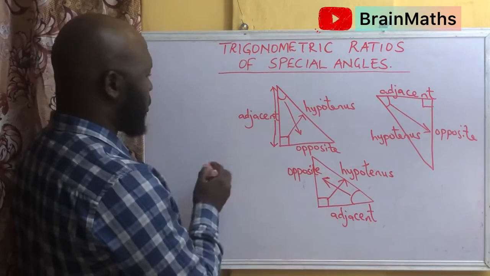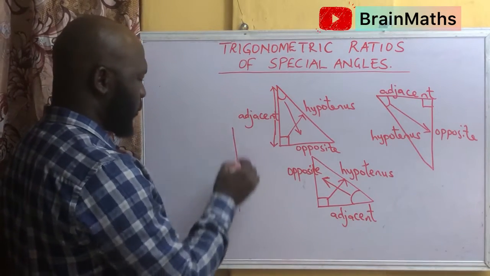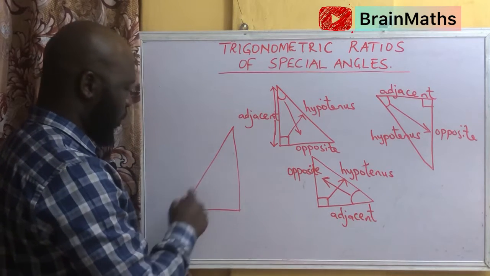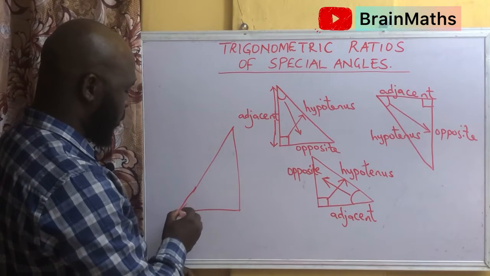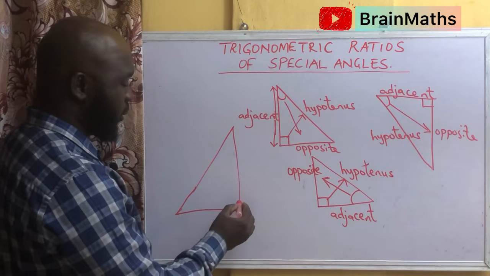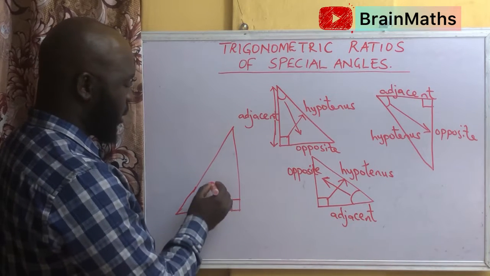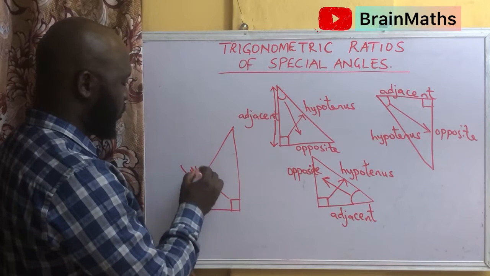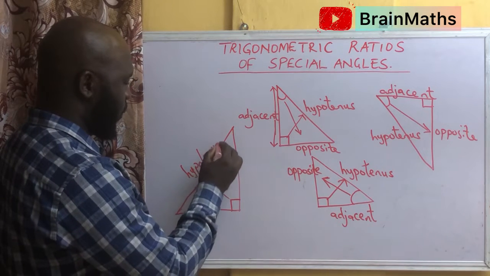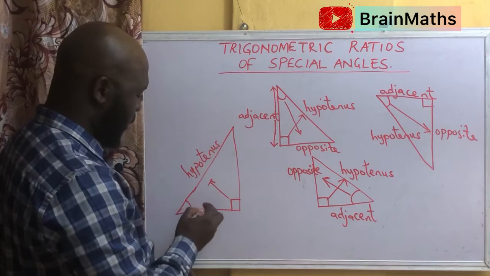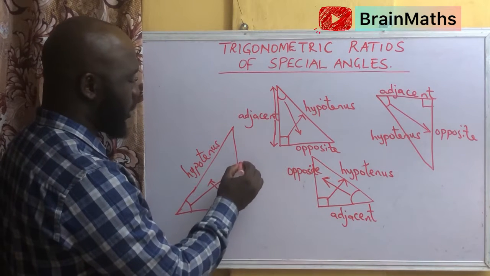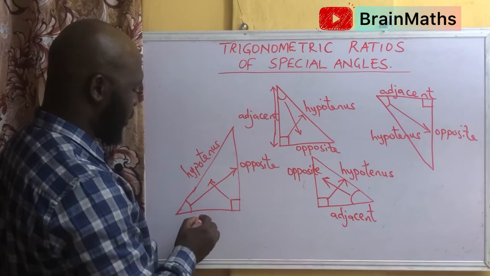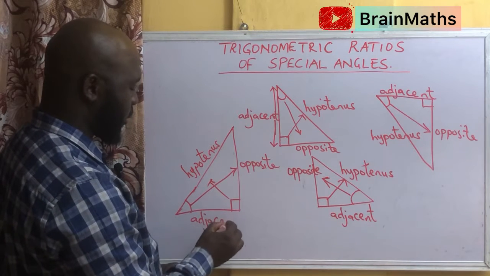And if your triangle is given in this format, anyhow it is given, just make sure that you note where the vertical and horizontal lines meet. That will determine where your hypotenuse is. And if this is the angle, this side will be the opposite, while this side will be the adjacent.